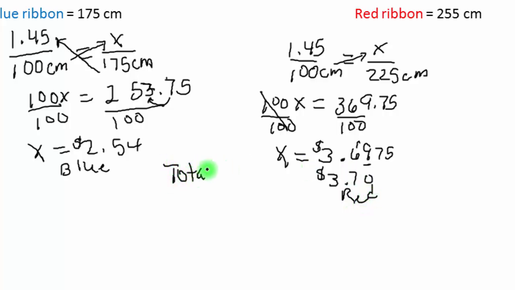And you would think we would be done, but if you remember, we are trying to find the total cost. So it's just a simple matter of adding our blue ribbon plus our red ribbon, and our total cost will equal $6 and 24 cents. There we go.